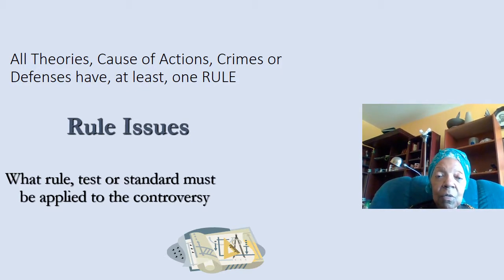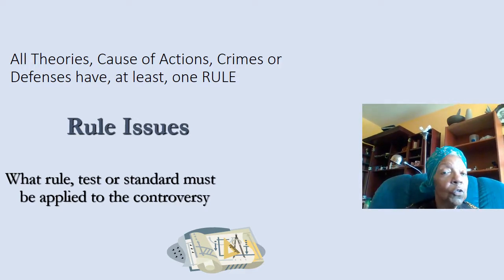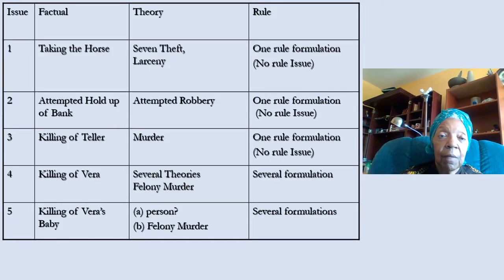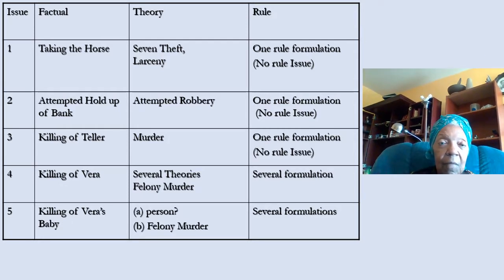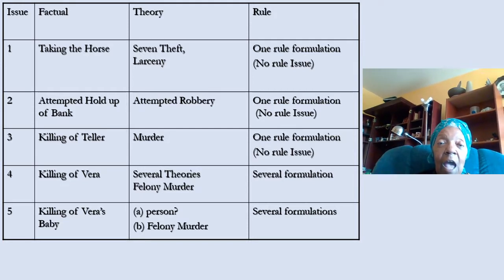A rule issue is when there's more than one rule that needs to apply. So the question is, what rule or test or standard must be applied to the controversy? Not how does the rule apply. If there's only one rule, you don't have a rule issue. You need more than one rule to have a rule issue. So let's go back. So we have theft, and let's say we decide we're going to go with larceny as our theft. There's only one rule formulation for larceny, so there's no rule issue.